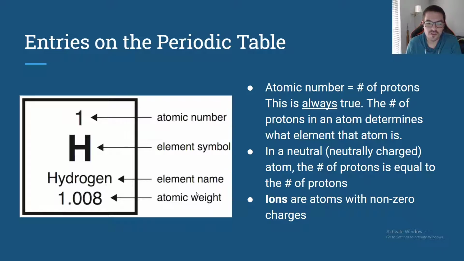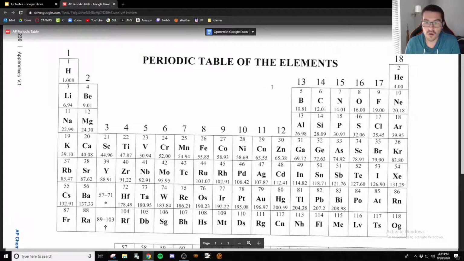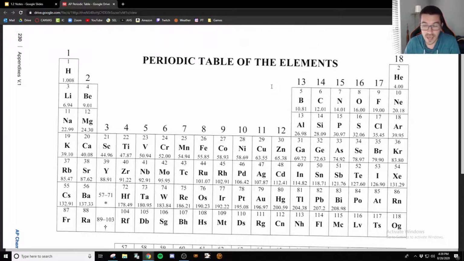Okay, so really this should say mass. I should change this picture to say atomic mass, but I just haven't gotten around to that. Now, I do want to take a moment to look at your periodic table. This is the AP Chemistry periodic table.